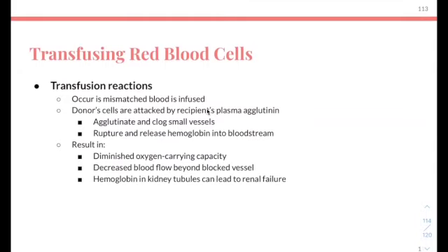So we also have transfusion reactions, which can occur if mismatched blood is infused. So giving an Rh positive person Rh negative blood, or even the wrong blood type completely out of the ABO blood group. So the donor cells are attacked by the recipient's plasma agglutinins. So they start attacking those red blood cells. It causes small blood vessels to get clogged and rupture. They release hemoglobin into the bloodstream.